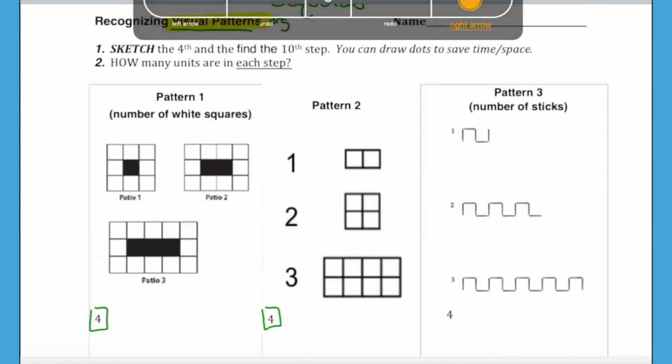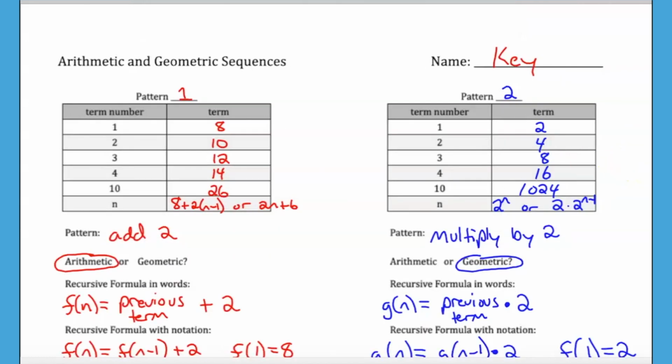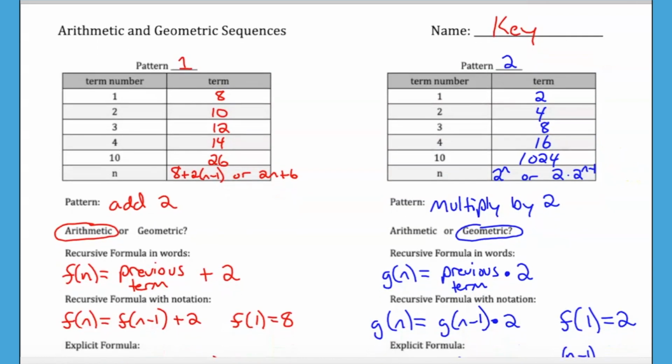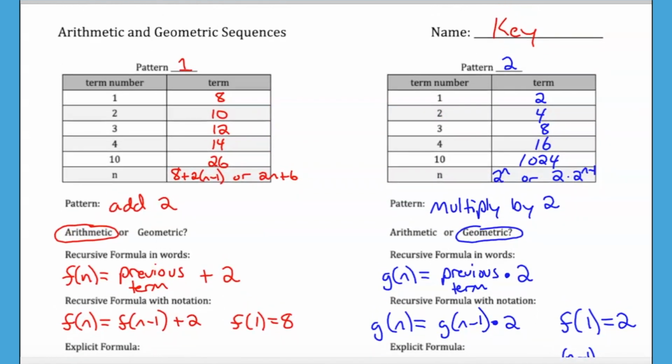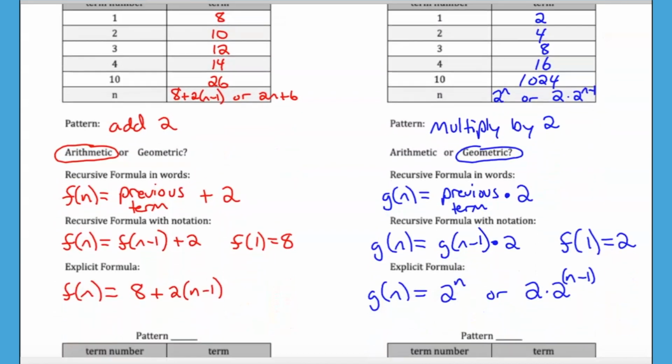So from there, the next lesson is we're going to use these same patterns, and we're going to formalize the definitions and the notation. So we're going to introduce arithmetic and geometric sequences. We want them looking at the patterns and recognizing how to find the next one. And this is big when we start to introduce the recursive formula. We want them to write it out in words first. I think that helps students. Recursive formulas are new to them, and the notation can confuse them at first.